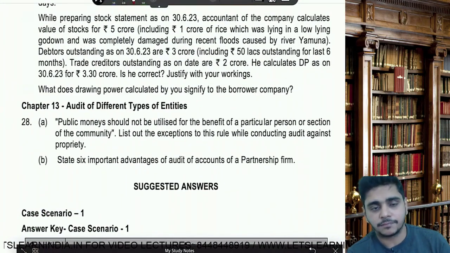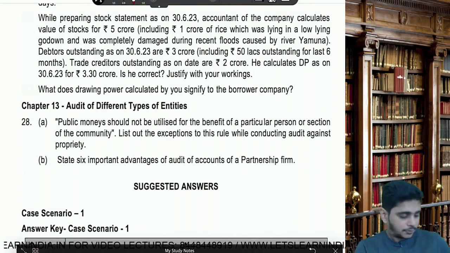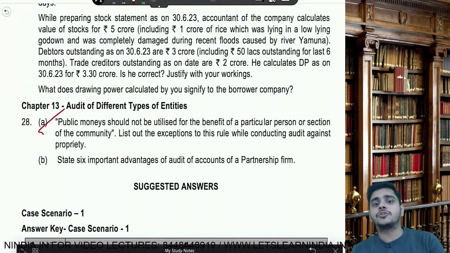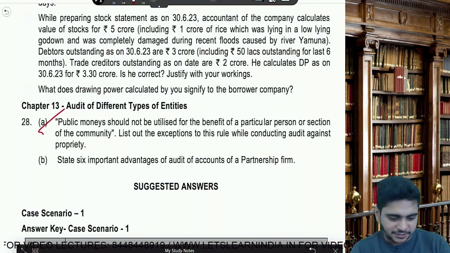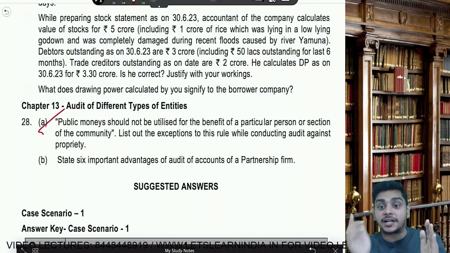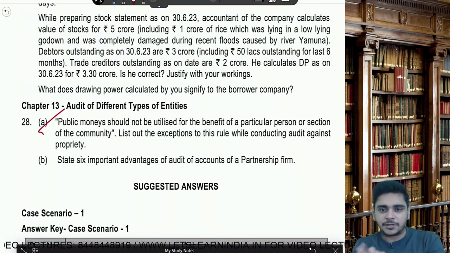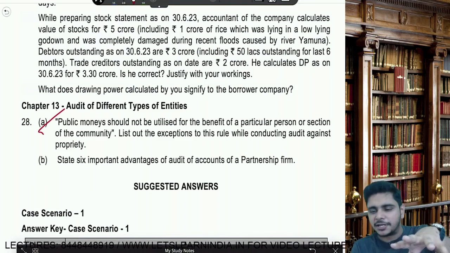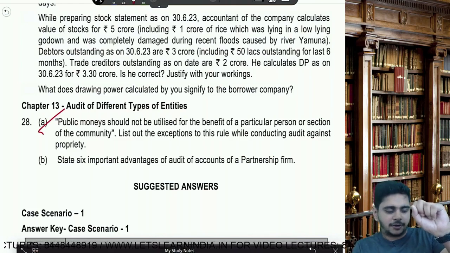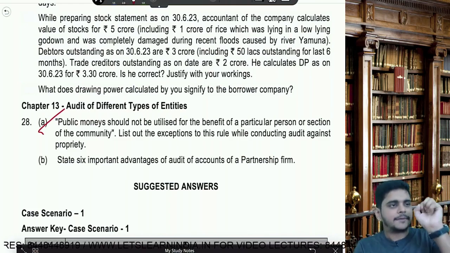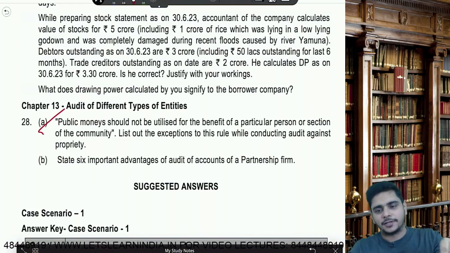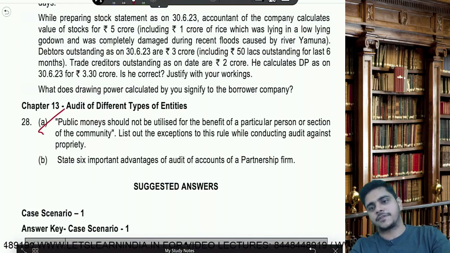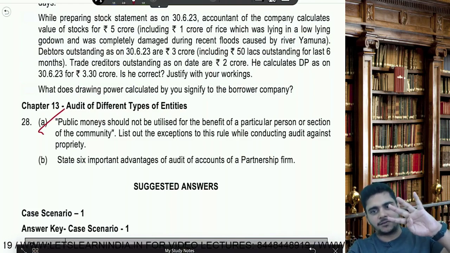Now check out the question. 28A. Public money should not be used for the benefit of a particular person or section of society. List out the exceptions to the rule while conducting audit against propriety. We have written this. Let me just take you to the chapter, audit of different entity. In that we have done something called propriety audit, 6B. People from Ahmedabad, if you know, we have done this chapter. In propriety audit, the fourth point, money should not be used for a particular section of the society, except there were 4 exceptions.